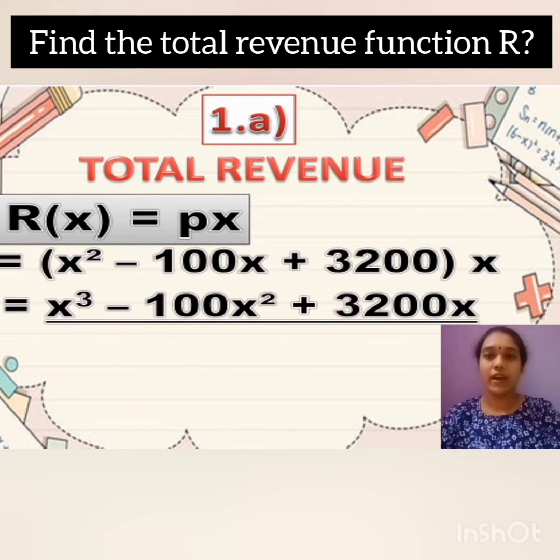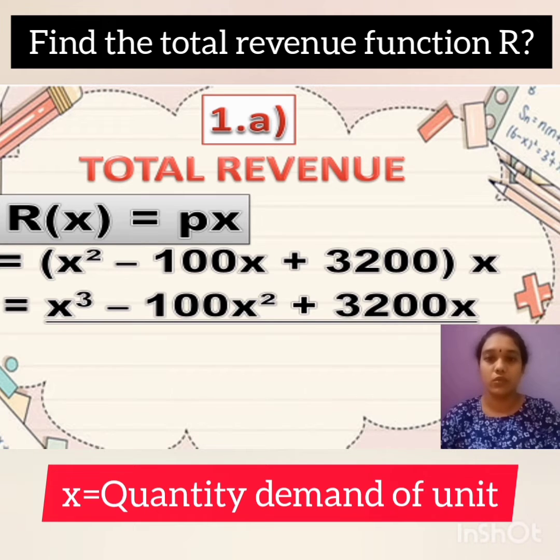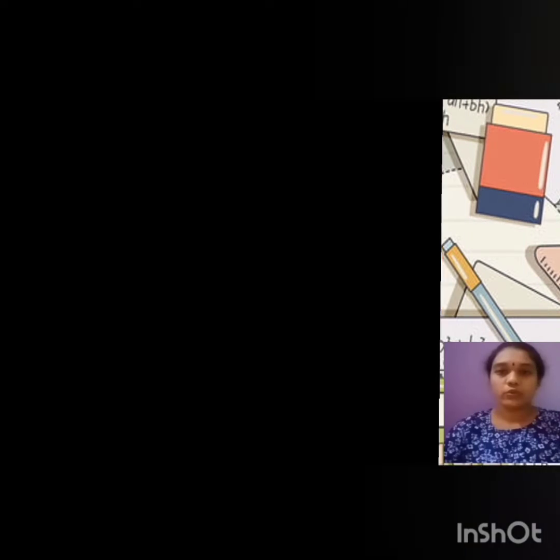Question 1a. Find the total revenue function R. We know that the total revenue function is equal to Px, where P is the price and x is the quantity demanded of units. P is equal to x square minus 100x plus 3200, multiplied by x. So, we can get the answer, which is x cube minus 100x square plus 3200x.